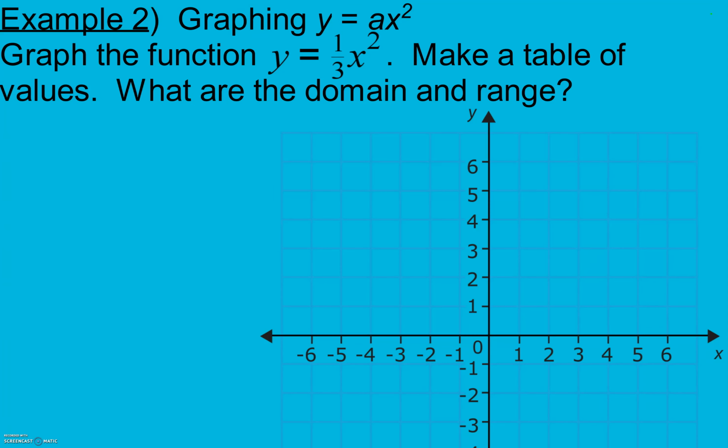In example 2, we're going to graph this function. And as always, when we get to functions that we're not really sure how to graph, they're not in slope-intercept form, for example, or not a linear function, we can use a table of values. So here, I'm going to pick x values and plug them in to find my y values. I'm going to use -2, -1, 0, 1, and 2.